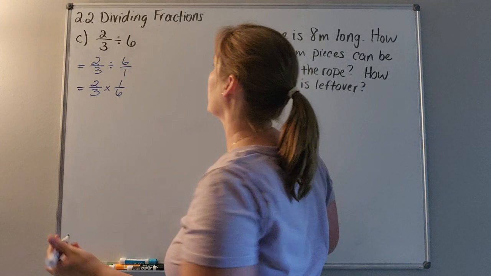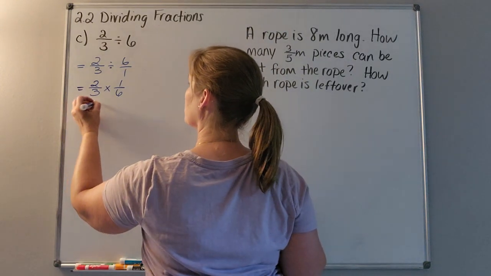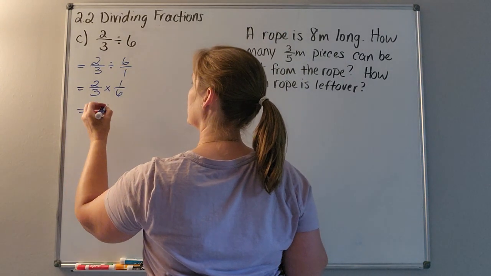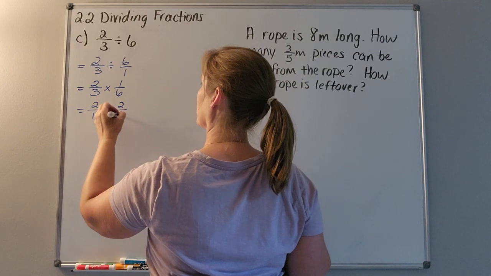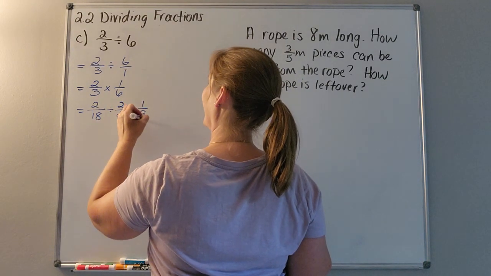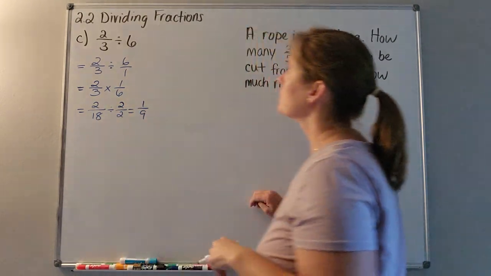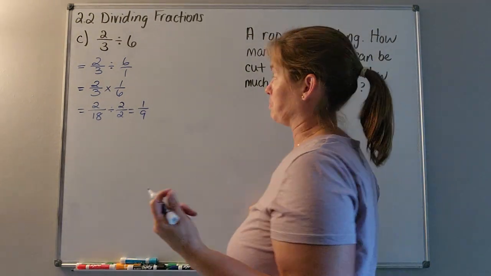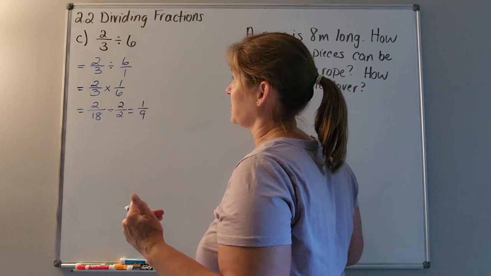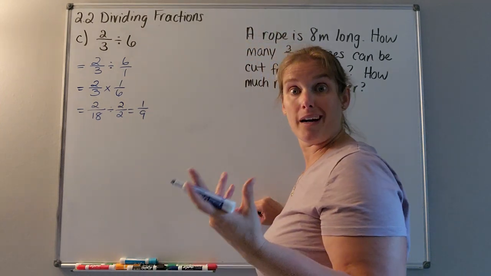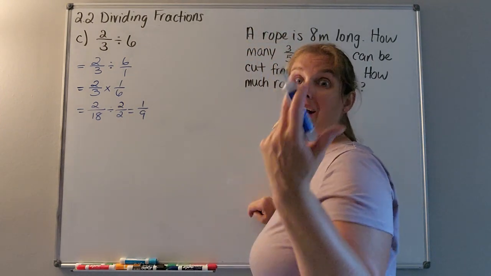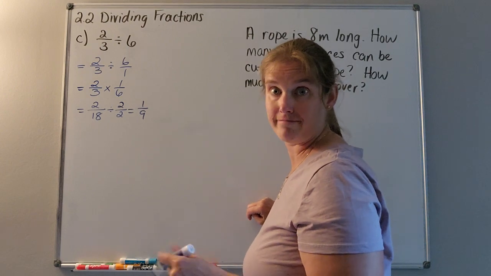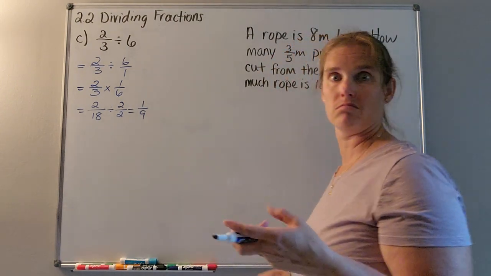Now we multiply. 2 times 1 is 2. 3 times 6 is 18. Oh, I can divide both by 2 and get 1/9. So 2/3 divided by 6 is 1/9. So how many 6's are there in 2/3, basically, is what we're asking? 1/9 of it, okay? 1/9 of a 6 is in 2/3.